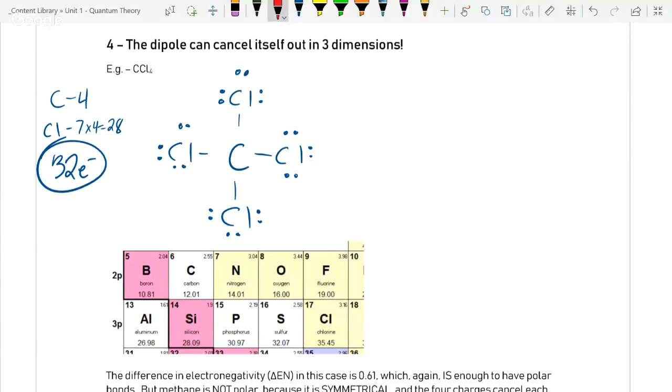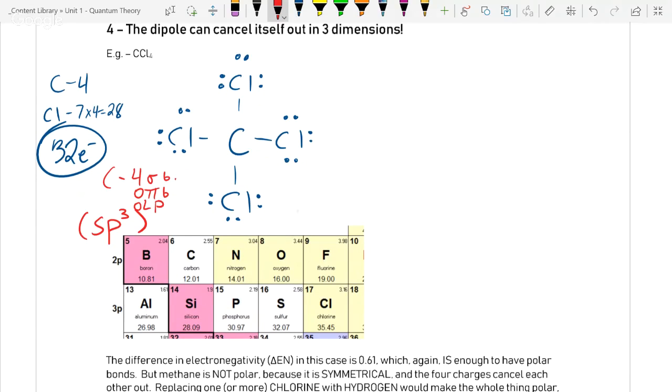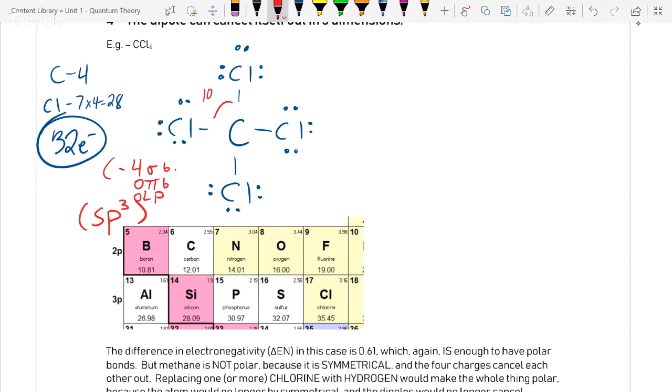Okay, let's talk about these bonds. What kind of bonds are they? Let's say carbon has how many? So it's got 4 sigma bonds. How many pi bonds? How many lone pairs? Okay. So what is carbon's hybridization state? Very good. What will all of those bond angles be? They'll be 109.5 degrees. What do we call that shape? Very good.